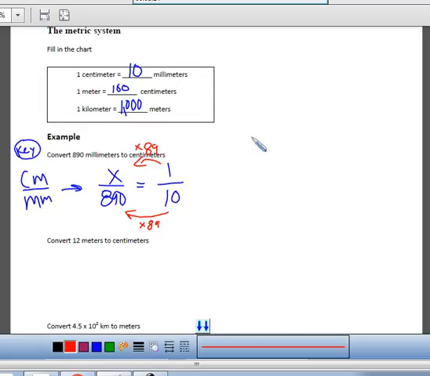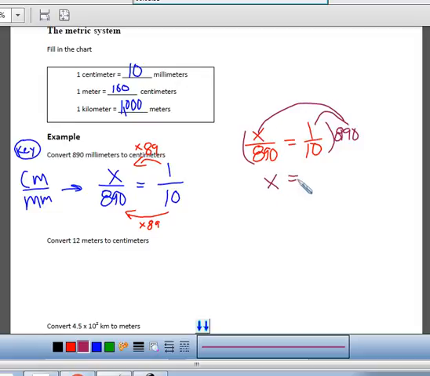So I'm going to rewrite this over here. I've got x over 890 equals 1 over 10. This is an equation. Solve it. I would multiply both sides of this equation by 890. So, when I multiply 890 on this side, they cancel out and I'm left with just x. And over on this side, I get 890 over 10. Well, what's 890 divided by 10? X equals 89.